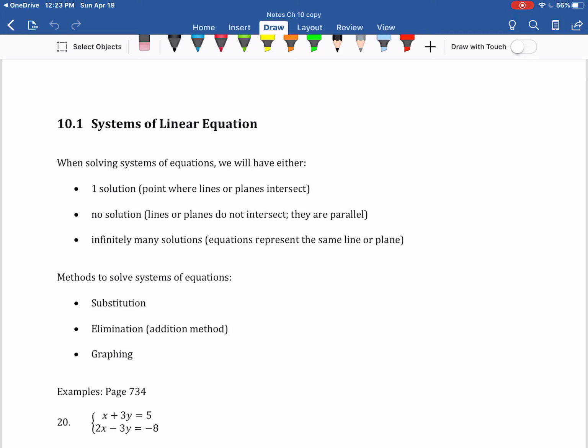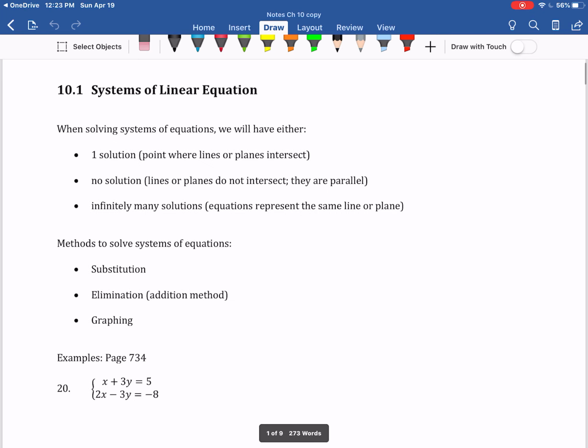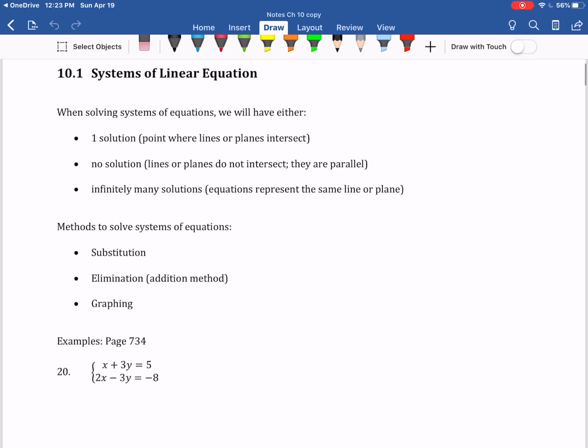And for the first section anyway, we're going to be looking at linear equations, and eventually we're going to expand this knowledge into nonlinear equations where the equations might represent a parabola or some other nonlinear function. But for now, we're just going to focus on linear equations.